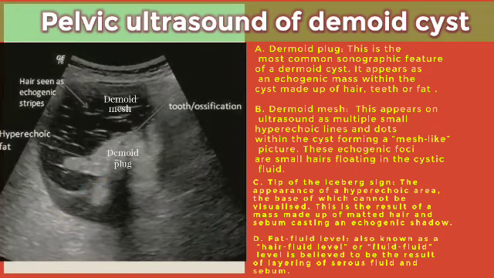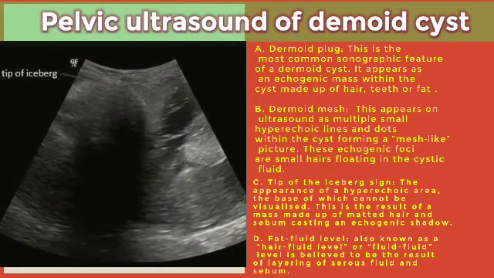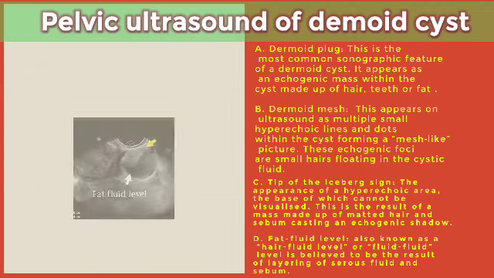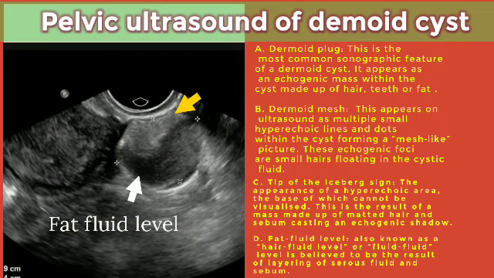The image here is showing both the dermoid plug casting posterior acoustic shadow and the multiple hyperechoic lines known as the dermoid mesh. You can appreciate the hair as seen as the echogenic stripes. Then the tip of the iceberg sign. This appears as a hyperechoic area in which the base cannot be fully visualized. You can see the tip of the iceberg, a huge echogenic mass, casting serious acoustic shadow.